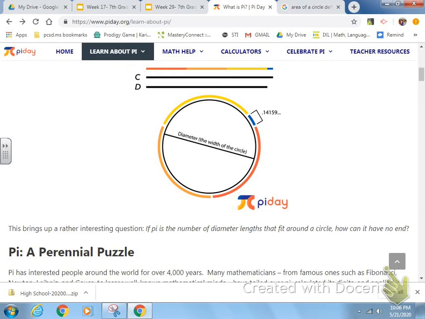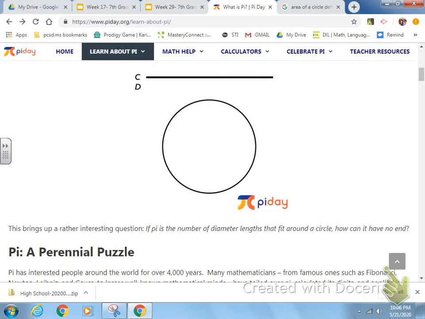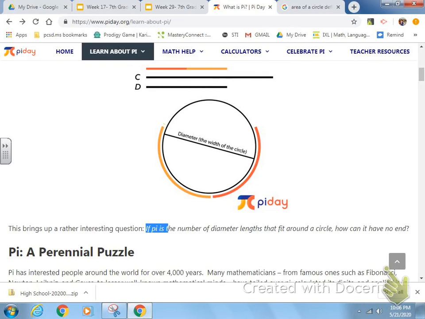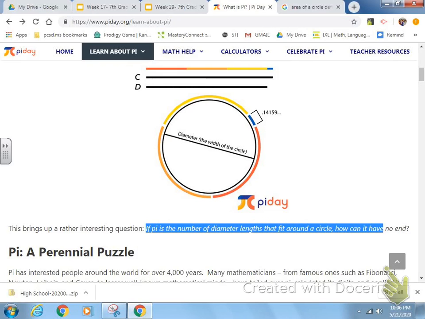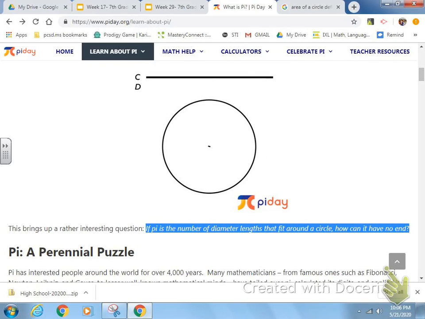And here's a really interesting question. It's something I just really don't know the answer to, but it's a fun thought. If pi is the number of diameter lengths that fits around a circle, how can it have no end? So that's just a little moment for you.